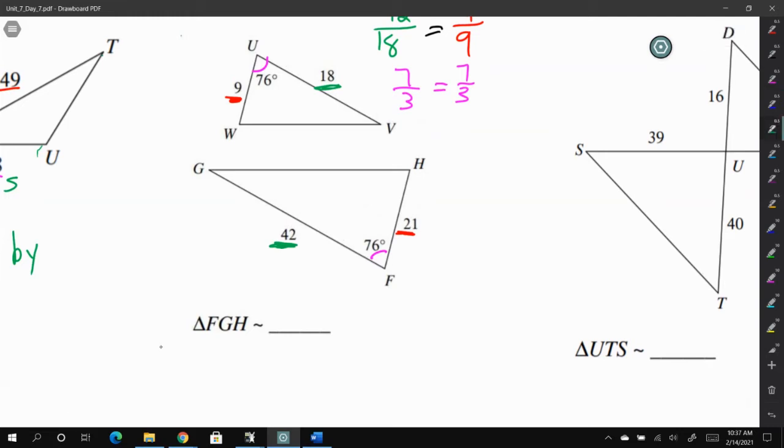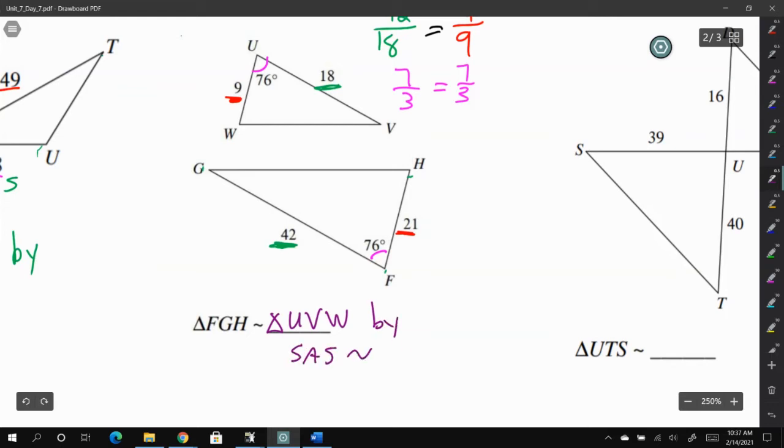So FGH means that we have to go in the same order. So triangle UVW by side, angle, side similarity.